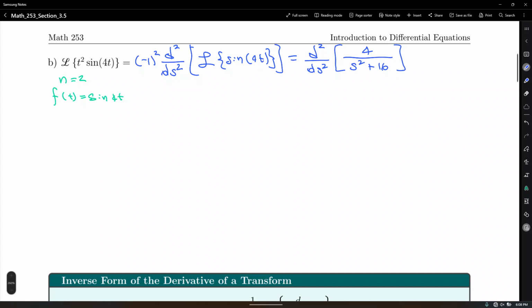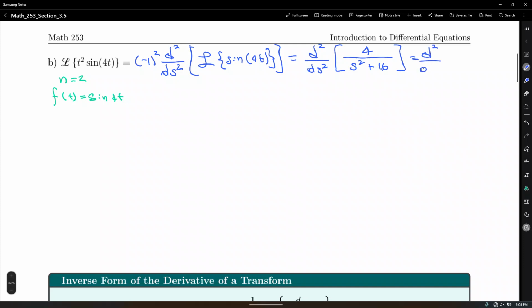Well, we need to differentiate this twice. Let's differentiate one time first. What rule do we use to differentiate that one? Chain rule? Why not the quotient rule? Well, not the quotient rule because the numerator is just a constant.